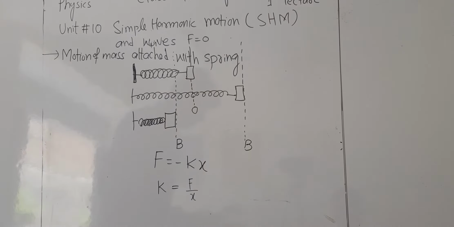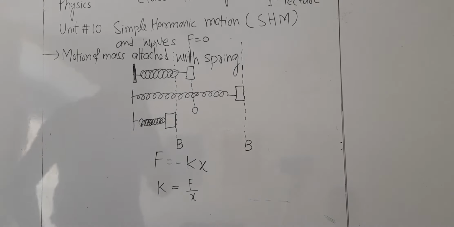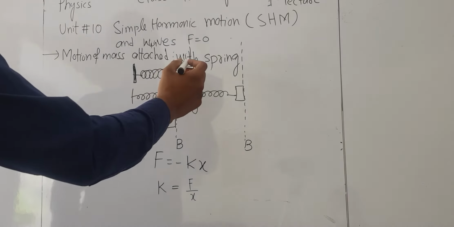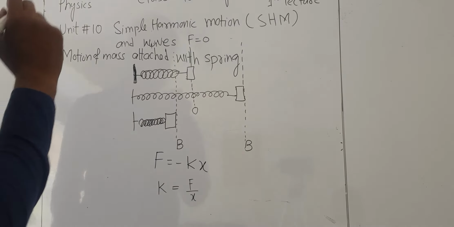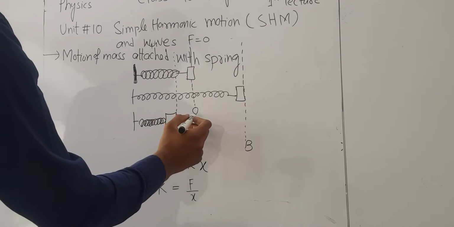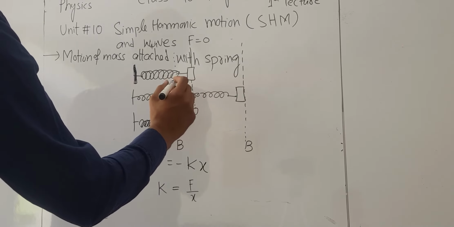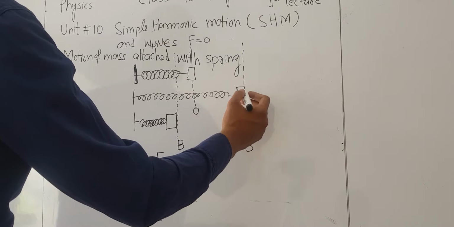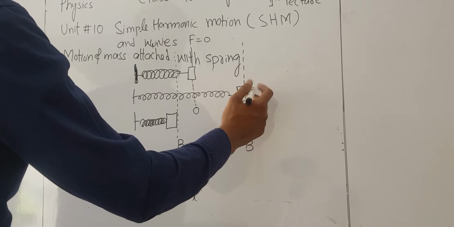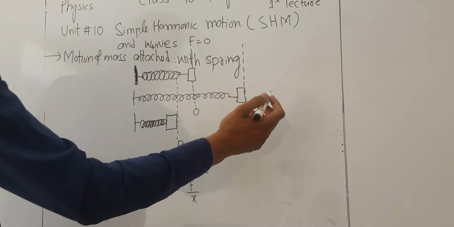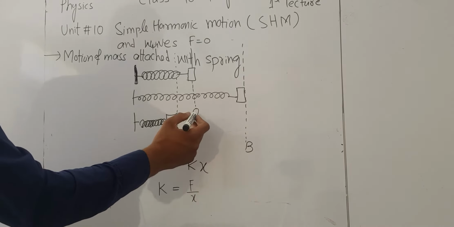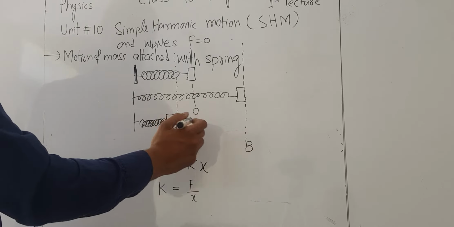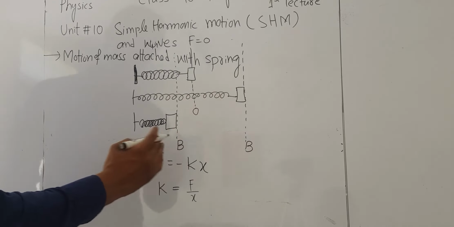Students, now we will discuss its motion with respect to the force. At the mean position there is no force, but when we apply some force, it moves to point B where it gains the restoring force. When we release it, it will start to move towards the mean position at the highest velocity, and then it will move toward the other side.